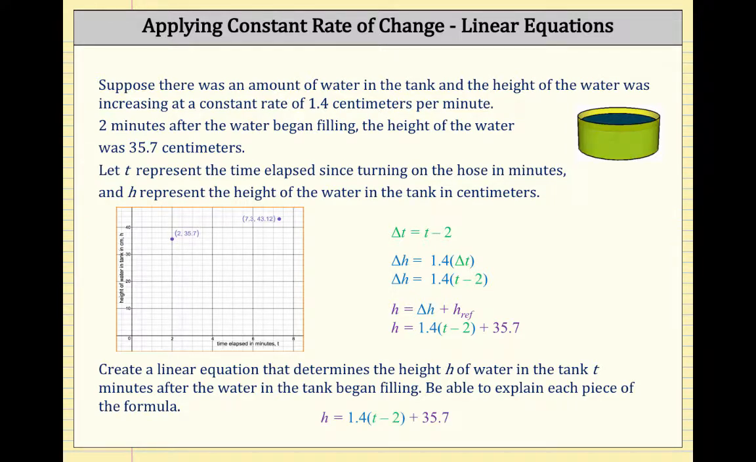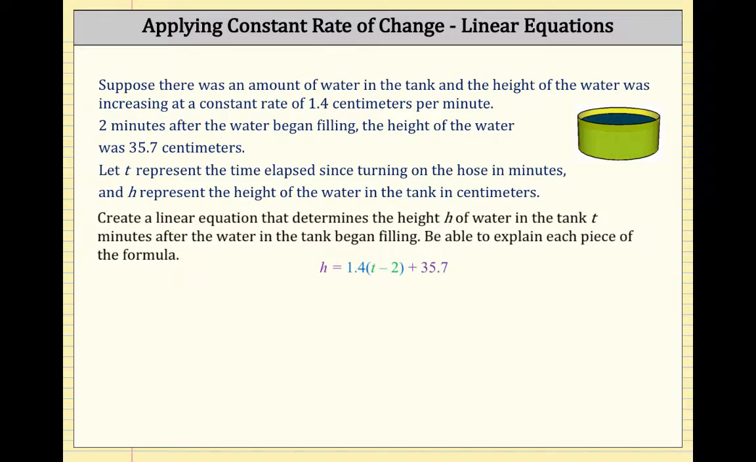So our linear equation that determines the height h of water in the tank t minutes after the water in the tank began filling is h equals 1.4 times the quantity t minus 2, plus 35.7. And height h is measured in centimeters. Now if you were to draw this line, let's say you were to put it in a calculator, in this case t represents the input and h represents the output. You would notice that the line that is graphed crosses through both points, which is exactly what we expected to happen. So that means we did it right.